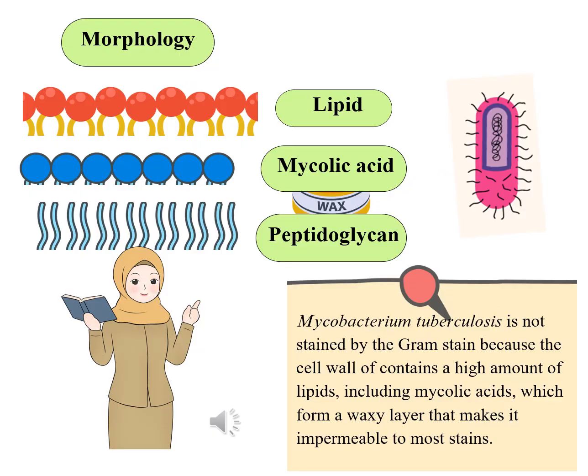Mycobacterium tuberculosis is not stained by the Gram stain because the cell wall contains a high amount of lipids, including mycolic acids, which form a waxy layer that makes it impermeable to most stains. Mycolic acid reduces the killing effect.